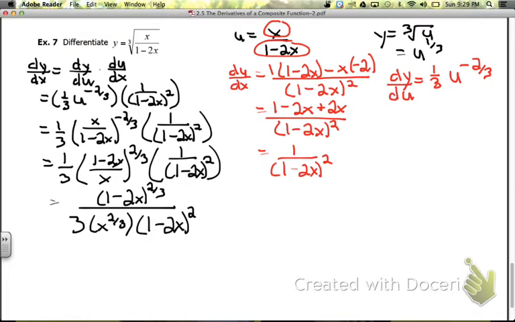So 2/3, and what I'll be left with below here is 4/3. So then I can write my final equation, which is just going to be equal to 1 over 3 times x to the power of 2/3 times 1 minus 2x all to the power of 4/3. Now we make sure that we do that because you always need to reduce as much as possible.